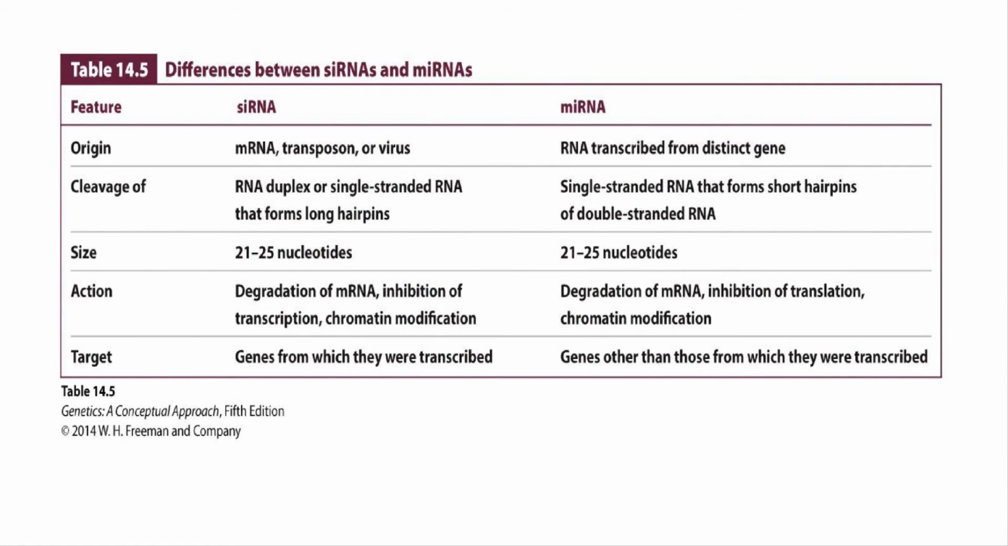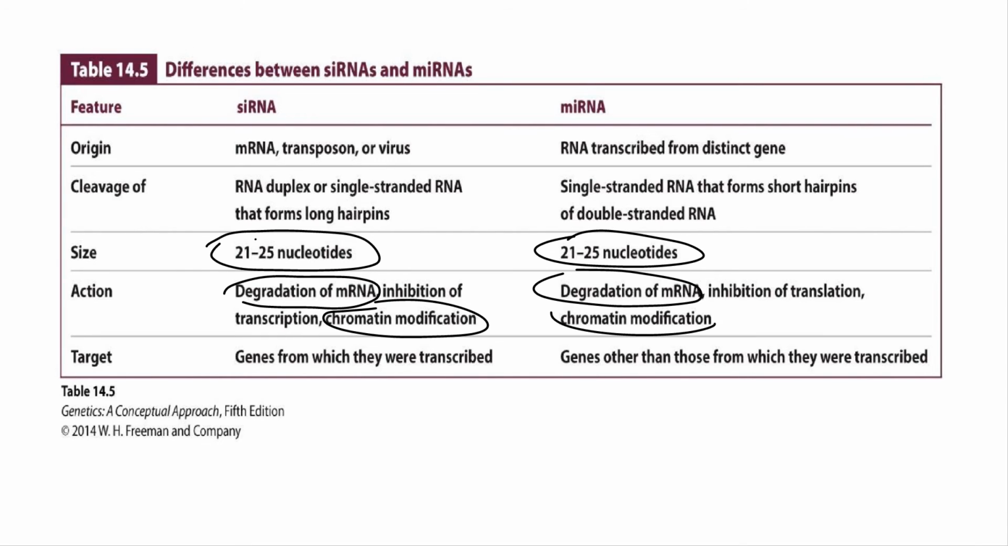So in the previous slide, we saw that there are many similarities in how micro and siRNAs are processed. However, there are also many differences. Let's start with similarities. Both siRNA and microRNA are made of approximately 21 to 25 nucleotides. Both of these RNAs are involved in degradation of mRNA, and both can be involved in chromatin modification. However, siRNA can also inhibit transcription and microRNA translation, and as we mentioned before, microRNA plays a role in the control of gene expression of many different processes in the cells, while siRNA is mostly regarded as a defense mechanism of the cells.